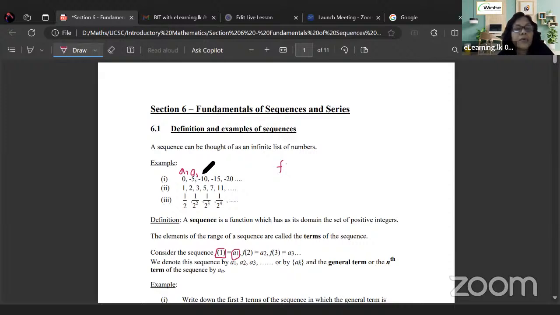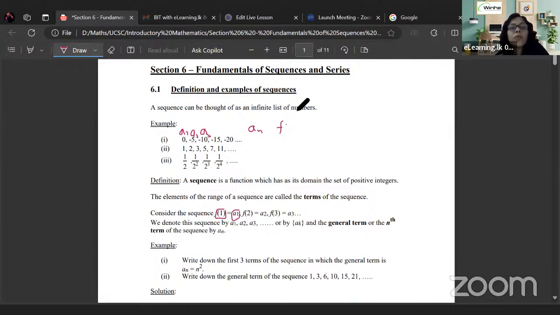So the first term is a1, the second term is a2, the third term is a3, the fourth term is a4. Likewise, what is the nth term? The nth term you can represent as an. If you don't know the exact number, you can still represent the term.